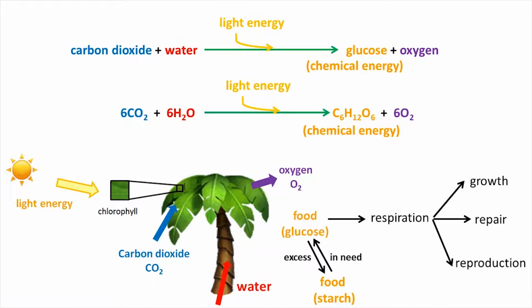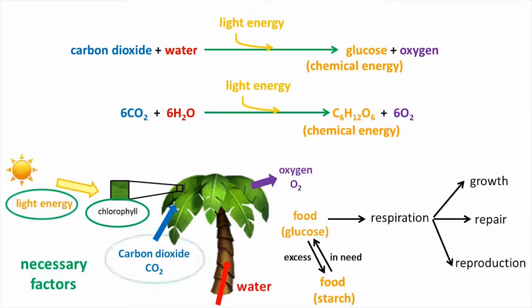And they are needed to make things on the right-hand side: 1 glucose, C6H12O6, and 6 oxygen molecules, O2. To summarize, the 4 factors necessary for photosynthesis are chlorophyll, light energy, carbon dioxide, and water. We now know that green plants carry out photosynthesis for food for their life activities, such as growth and respiration.